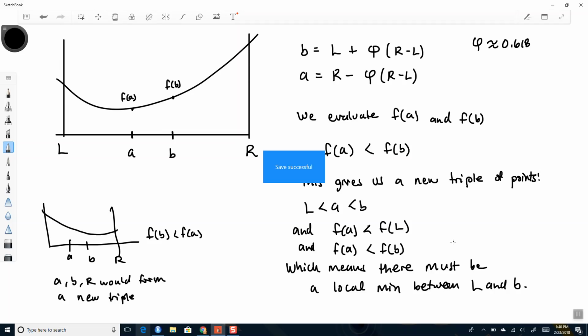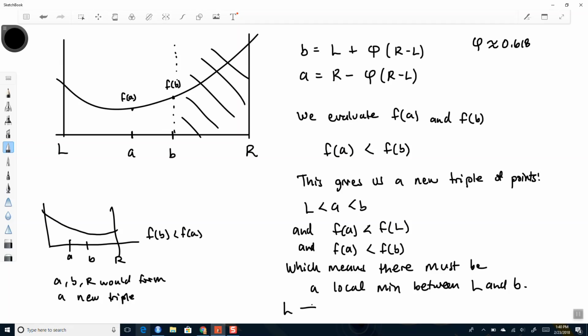Okay, and so what this means is we will change our boundaries. So basically we're going to just revise our search and eliminate this section. This part we throw away, and so now we have L becomes L, but then B becomes R. Okay, B becomes the new right boundary.